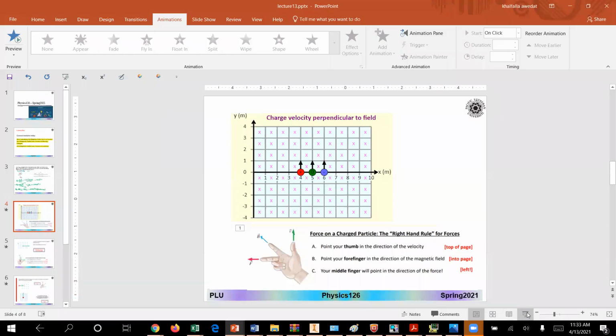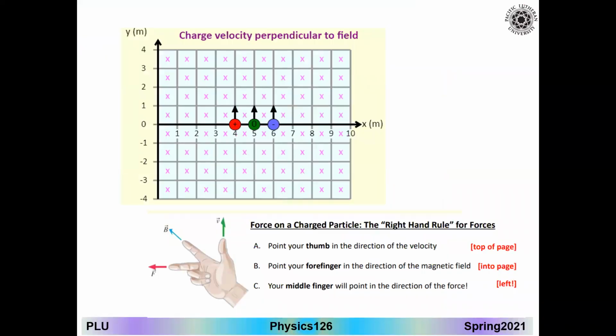So for now, I have three components: a particle moving with a certain velocity, a magnetic field, and what I observed from the simulation, the magnetic force. Those are the three components. We're going to find the directions now, and next lecture we'll learn how to find the magnitude. But in this one we're going to focus on the direction of that force.